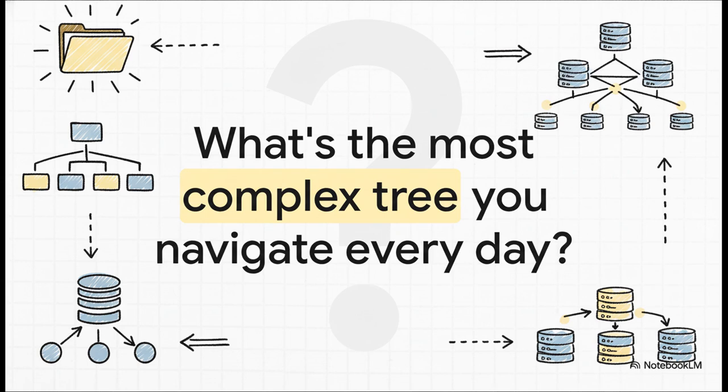When you really stop and think about it, these tree structures are everywhere, organizing our digital lives. They organize your files, they help databases find information, and they even help structure how data flows across the entire internet. So I'll just leave you with this question to think about. What's the most complex tree you have to navigate in your day-to-day life?